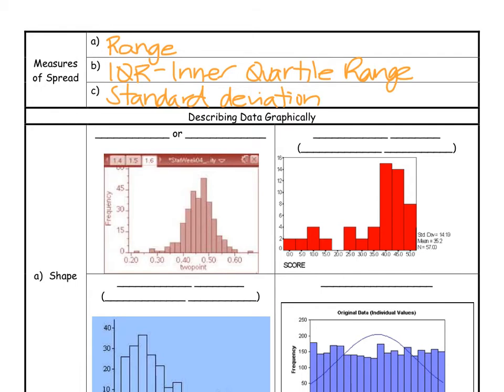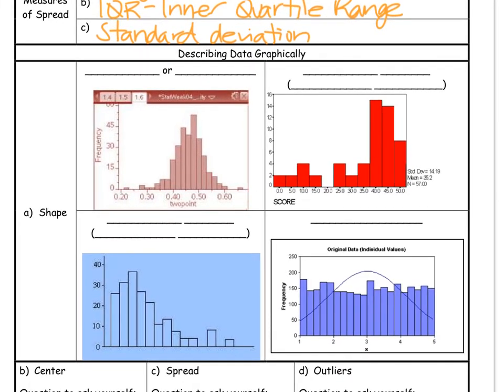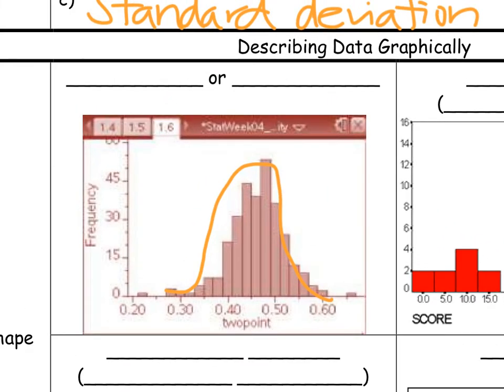So graphically, we would be looking at graphs. And these graphs down here are all histograms. And histograms, they look like bar graphs, but in bar graphs, the bars do not touch. In a histogram, they do. So if we look at this histogram here and we were to shape the data, this would be called mound-shaped because it looks like a mountain. And we can also call that symmetrical because there's highs in the middle and lows on the left and the right.